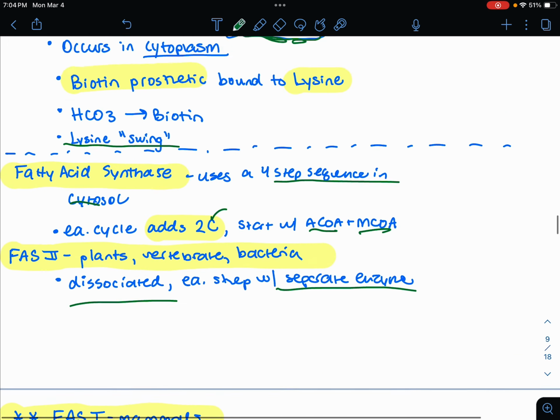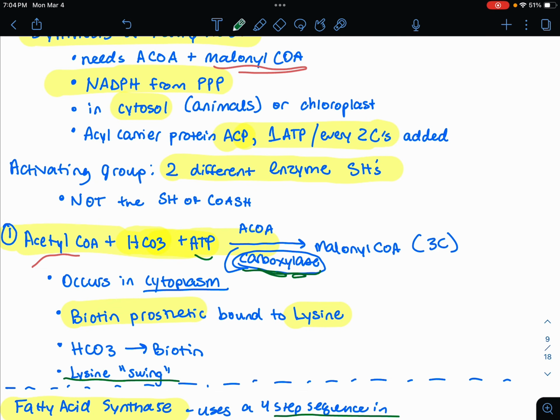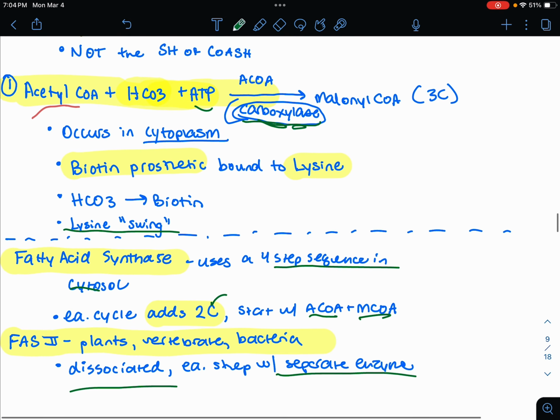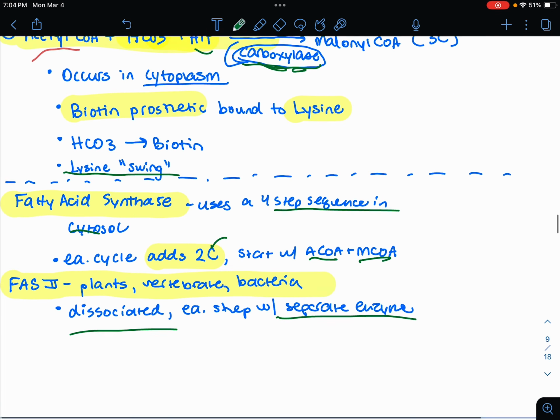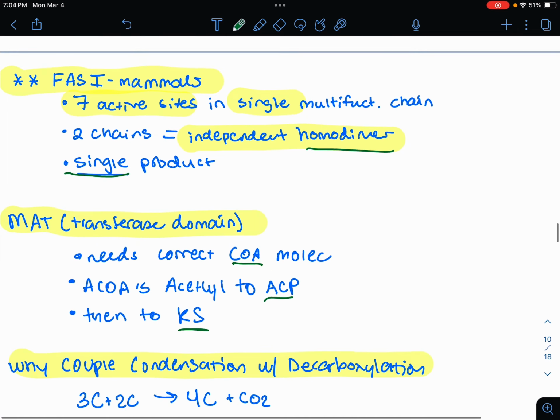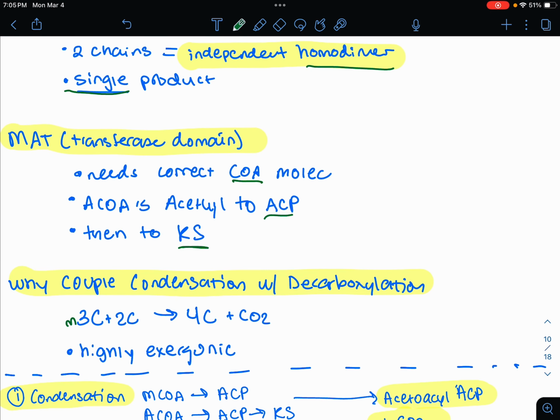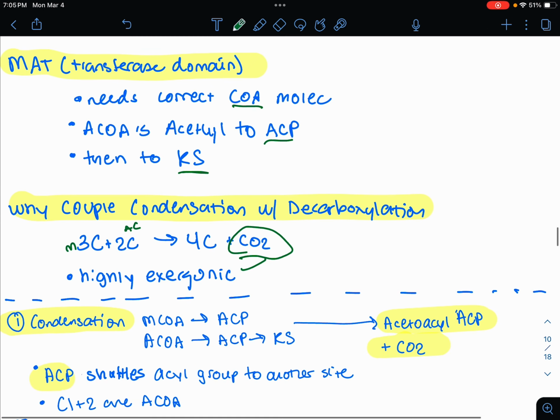If we go back up here, I think I wrote down which is which somewhere. Oh well, I don't see it right now. Okay, never mind. Malonyl-CoA is a 3-carbon. So malonyl is the 3-carbon, so this must be acetyl-CoA, I'm guessing. Highly exergonic. This release of the CO2 is highly exergonic.